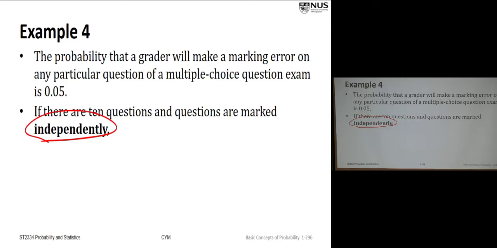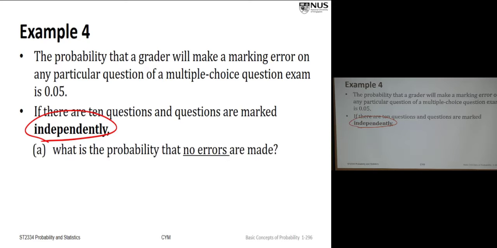Why 10 events? Because you have 10 questions. And what we're interested in is whether a particular question is marked wrongly. So that is an event. So A1 represents the event that the first question is marked wrongly, and so on. So what's the question? What's the probability no errors are made? No errors are made. So that means all 10 questions are marked correctly.